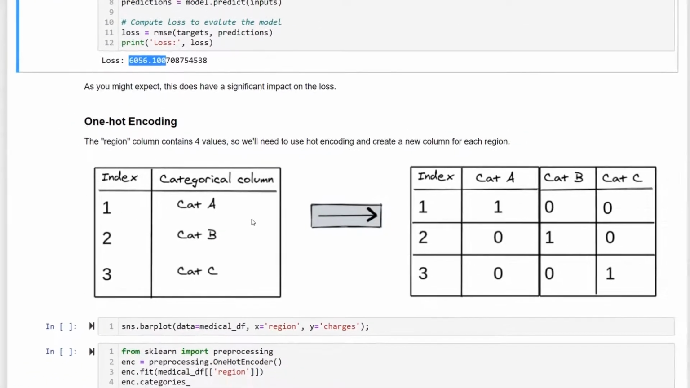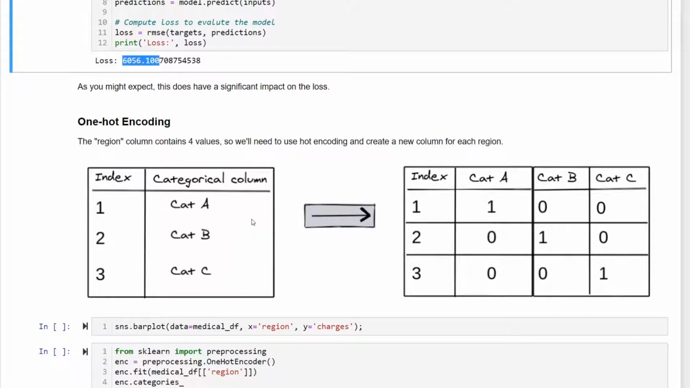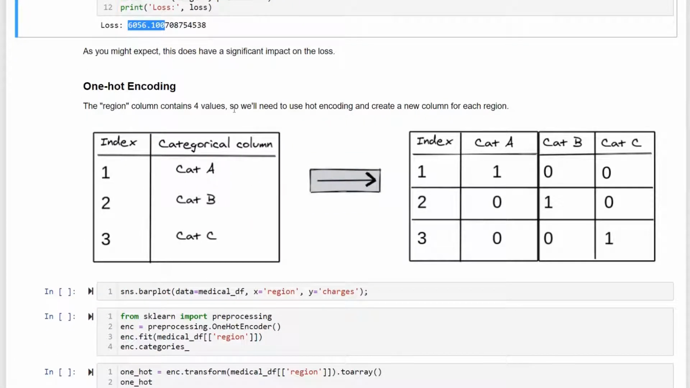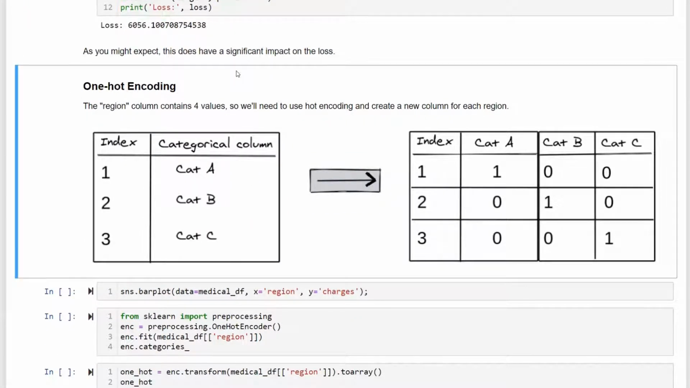Another way of converting categorical values to numerical values is one-hot encoding. One-hot encoding is nothing but converting the categorical values by creating a new index separately. So assume that I have some data with the index number from 1 to 3 and a categorical column with cat A, cat B, cat C. What I do is make a special column for cat A, cat B and cat C.